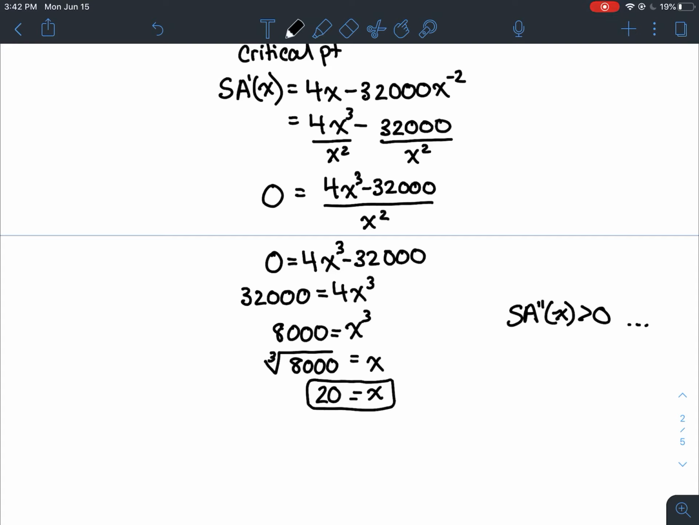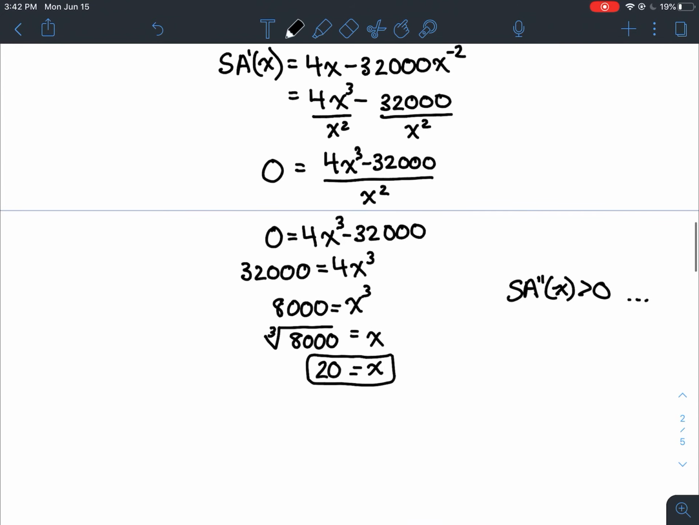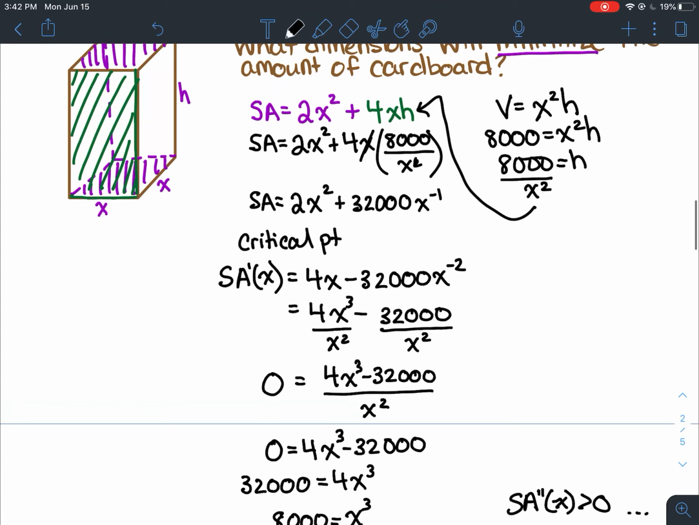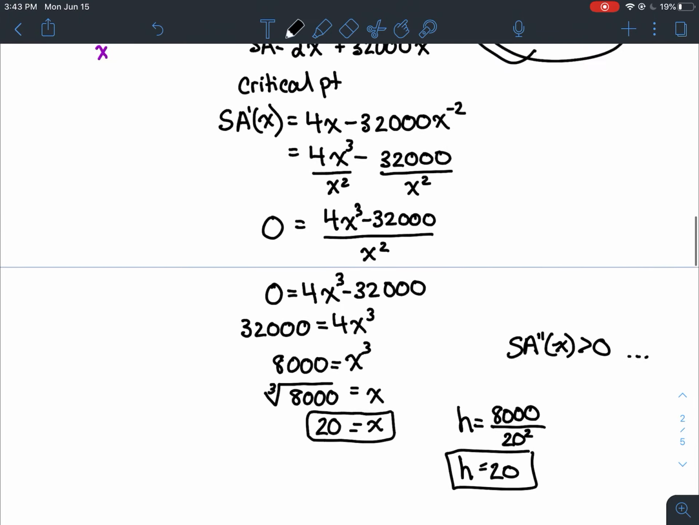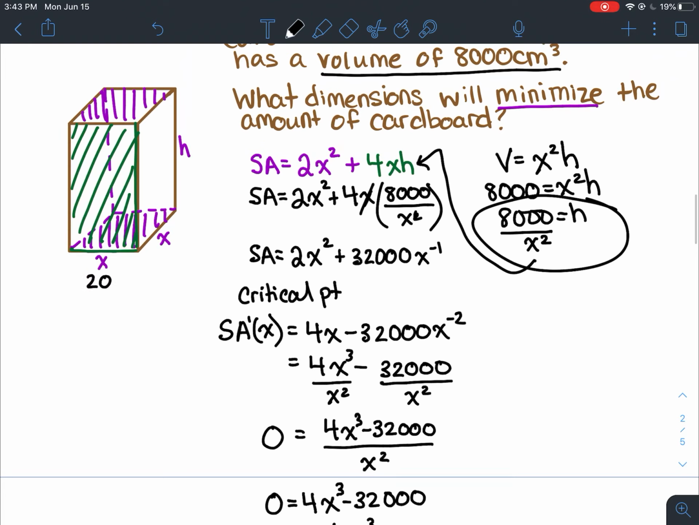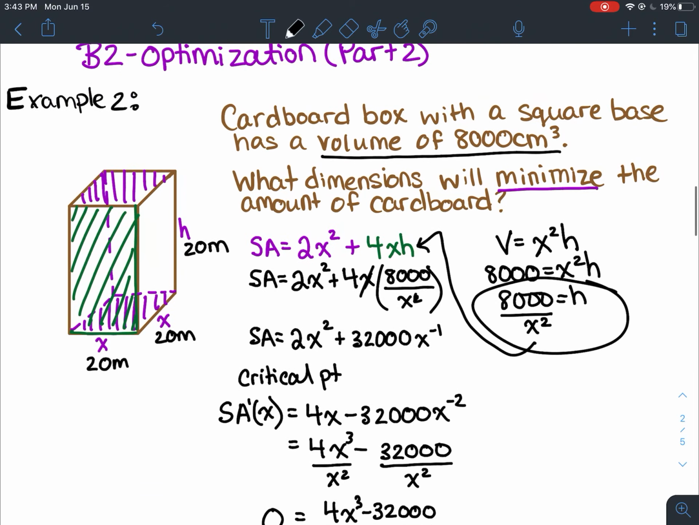And then let's find the height. Okay, so height is equal to, what's our height formula here? 8,000 divided by x squared. So 8,000 divided by 20 squared. So our height is equal to 8,000 divided by 400, which is 20. So our height, length and width are the same. So we got 20 meters, 20 meters, 20 meters. So it's a cube. Cool.